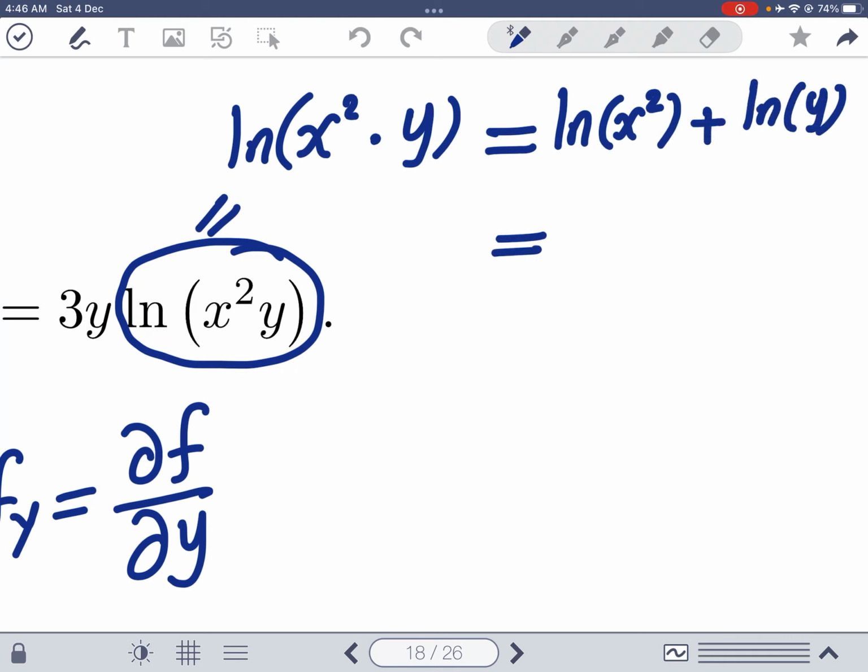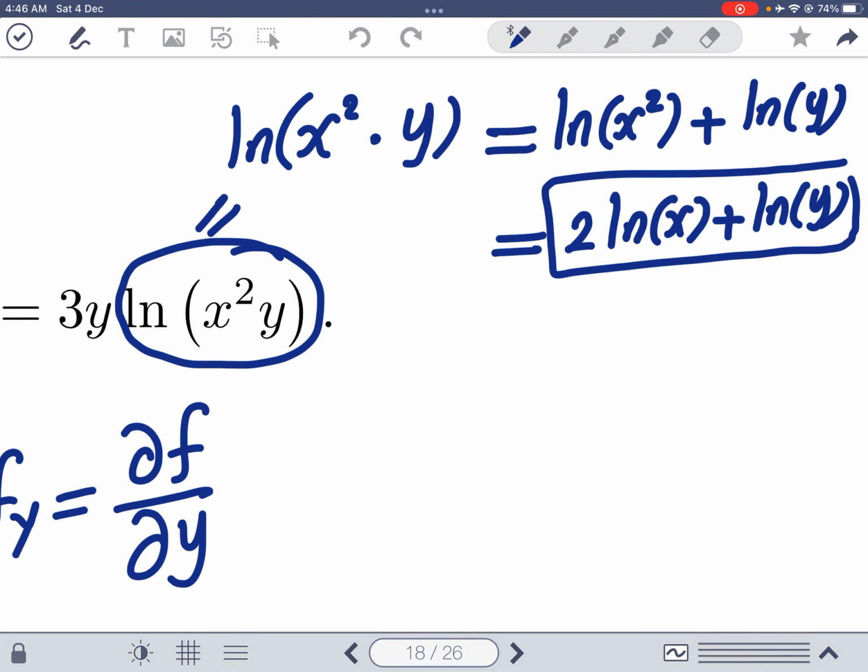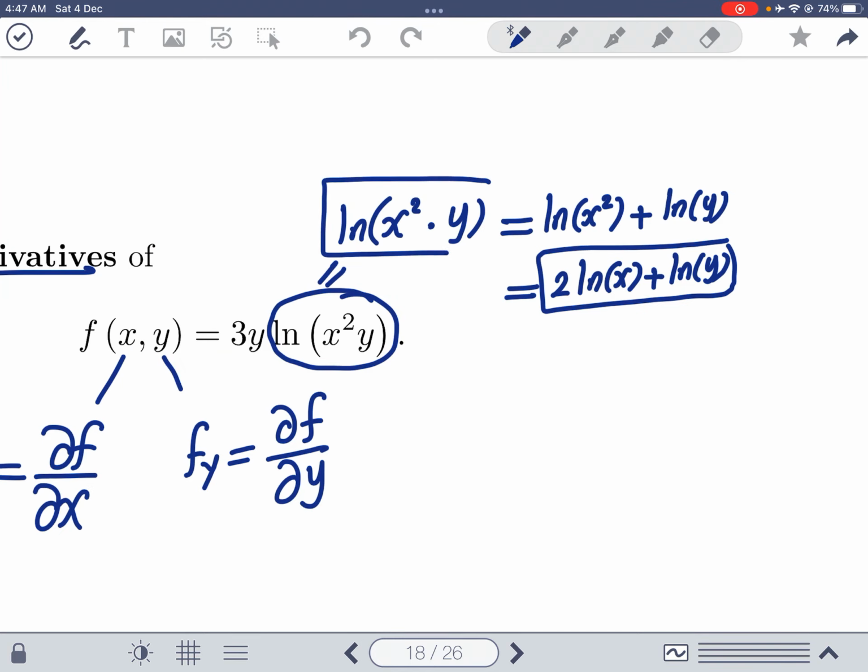And notice that also ln x squared, you can bring this 2 down. It's a property of ln. So it will be 2 ln of x plus ln of y. And this is much simpler than the way we started with it as ln of a multiplication. This is easier to deal with.